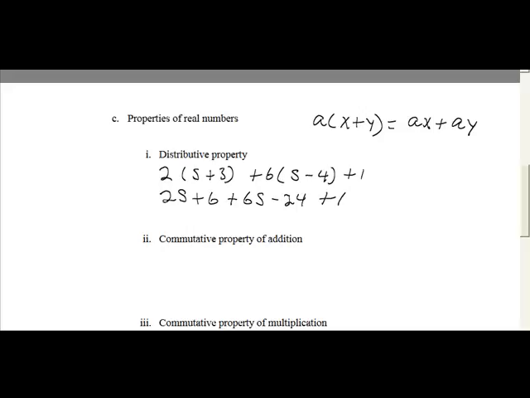The next step, which we applied without calling it such in previous examples, is to apply the commutative property of addition. The commutative property is that it doesn't make any difference in which order I add. That is, A plus B is equal to B plus A. I can switch them around. Applying that in this example then, 2s plus 6 is the same as 6 plus 2s.